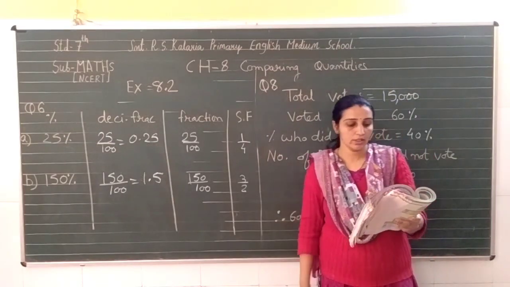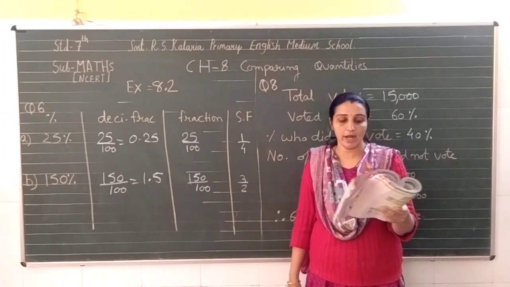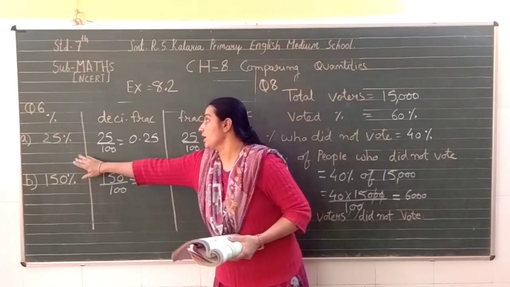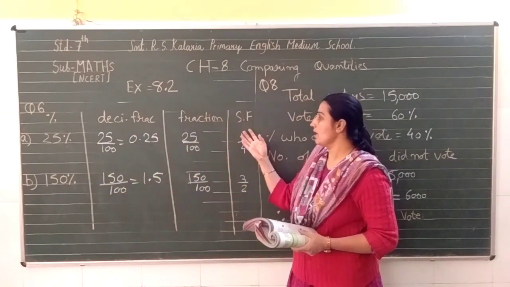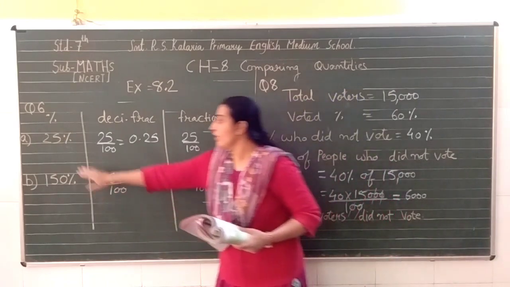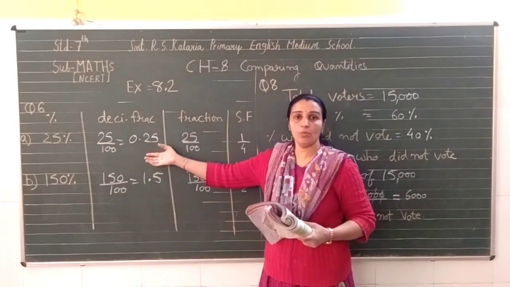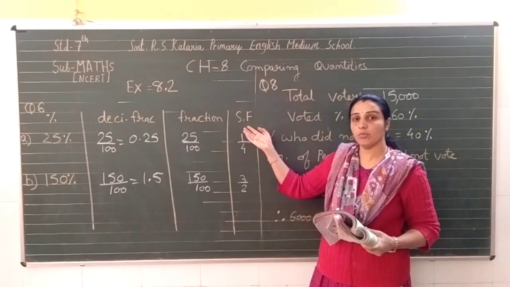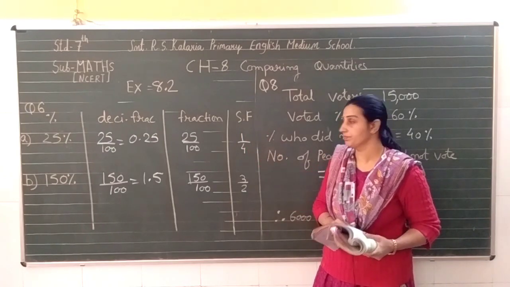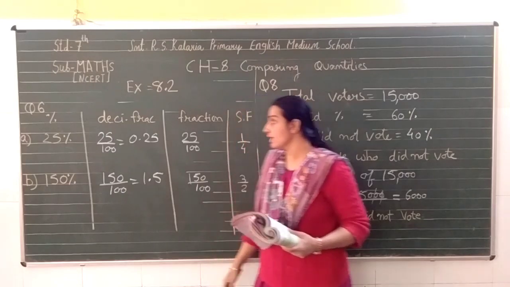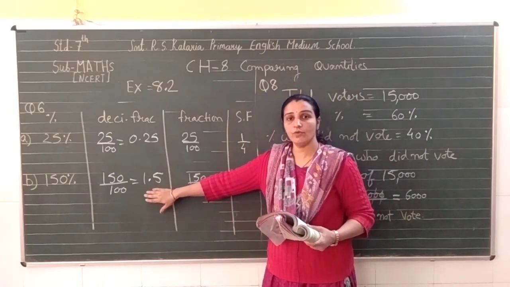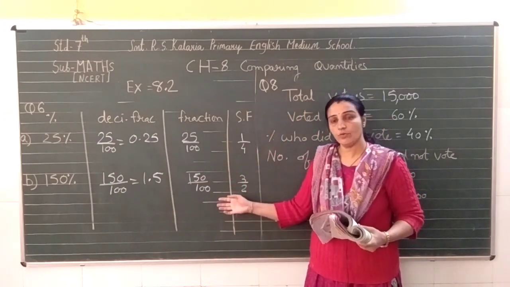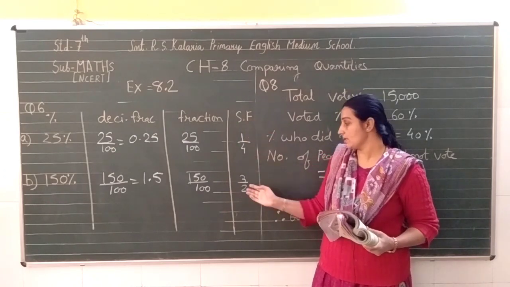Question 6. Convert given percent to decimal fraction and also to the fraction in simplest form. Percentage, decimal fraction, fraction and simplest form. 25%, its decimal form is 0.25. Fraction form is 25 upon 100 and simplest form or reduced form is 1 upon 4. Second one, 150%. Its decimal fraction is 150 upon 100, which is equal to 1.5. Fraction form 150 upon 100 and simplest form is 3 upon 2.